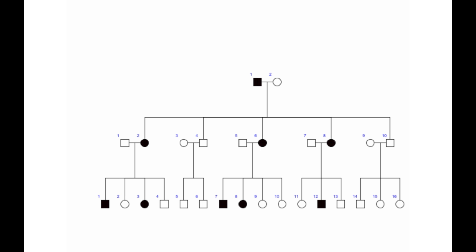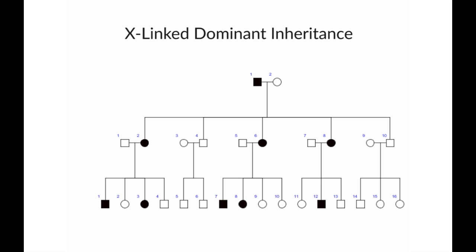Here we notice that both males and females are affected, and that this affected male transmitted the trait to all of his daughters but none of his sons. And a daughter transmits the trait to, on average, half of her offspring, who could be male or female. This would be an example of X-linked dominant inheritance, where a male transmits an X chromosome that carries a mutation to all of his daughters but none of his sons, and a female transmits it to half her offspring regardless of sex.